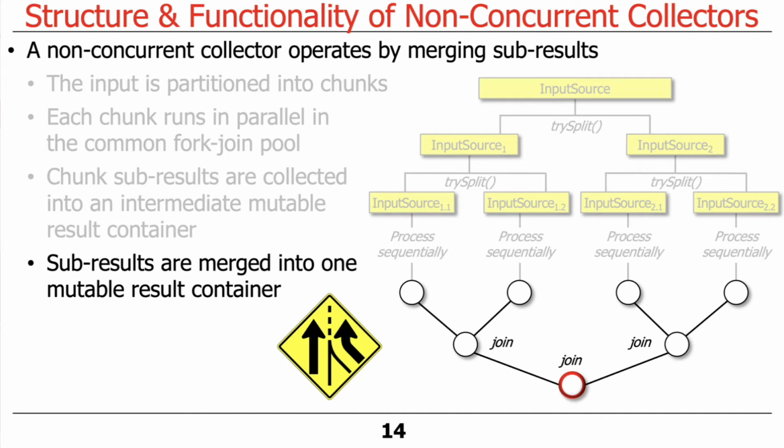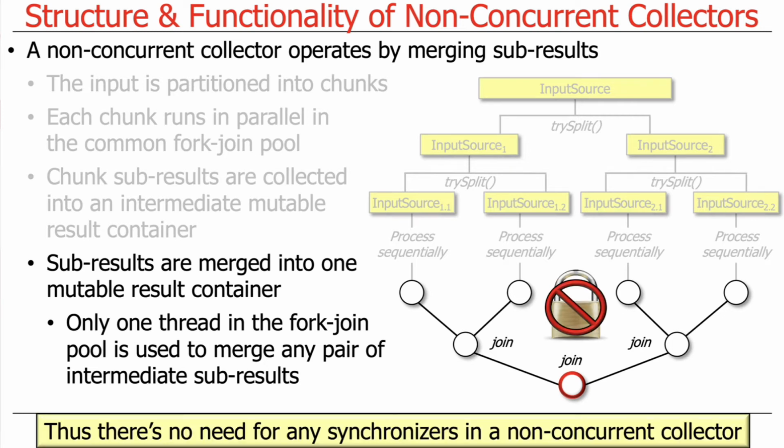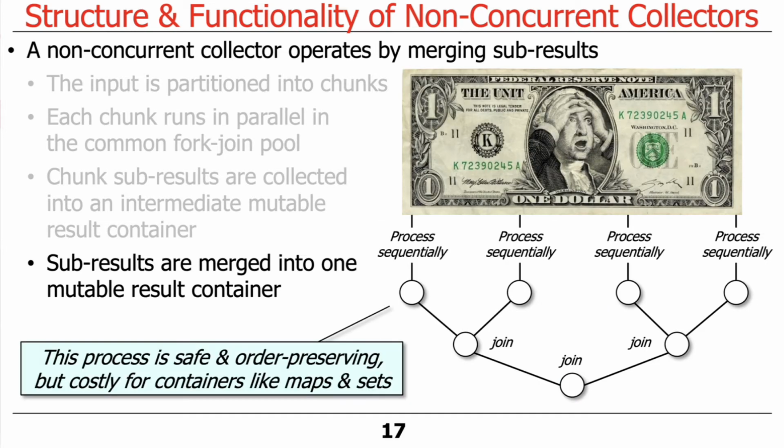And as we talked about before, that's where you can get into some trouble in some situations. However, from a concurrency point of view, you're all fine, because only one thread at a time in the fork join pool is ever used to merge any given pair of intermediate subresults. So there's no need for locking and so on. That simplifies your life. So the good news is that this process is thread safe. This process is order preserving.